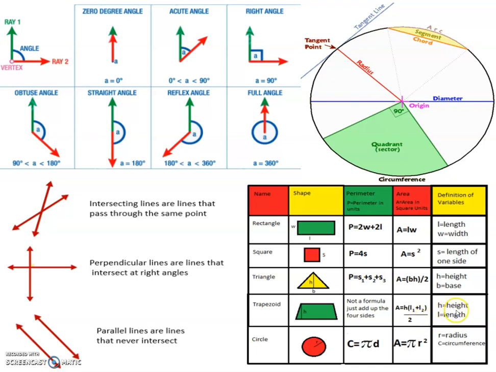Capital A is equal to H into (L1 plus L2) whole upon 2, where H is height and L is length. Circle: the circumference is given by pi into d, and the area is given by pi into r square, where pi is 22 upon 7 or 3.14.